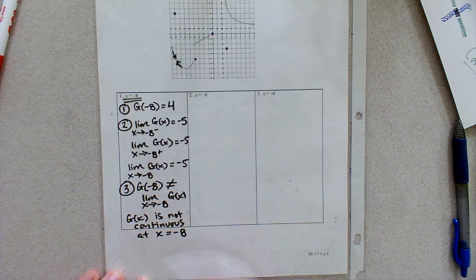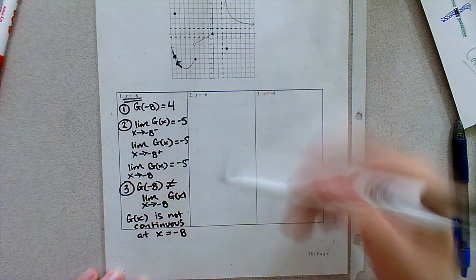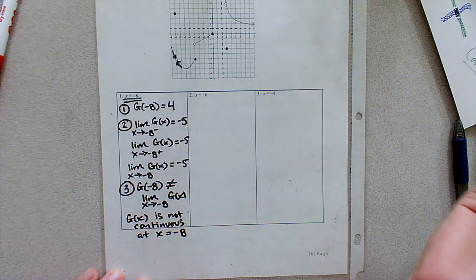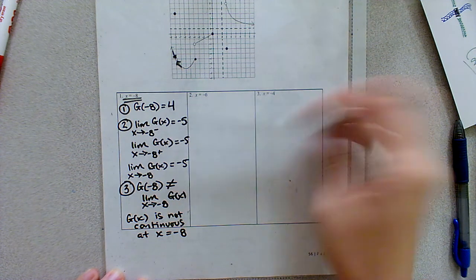Now, you don't really have to say because the point did not match the limit. This analysis, this 3-part definition, is basically your justification for whether it's continuous or not. So this would suffice for showing your work.